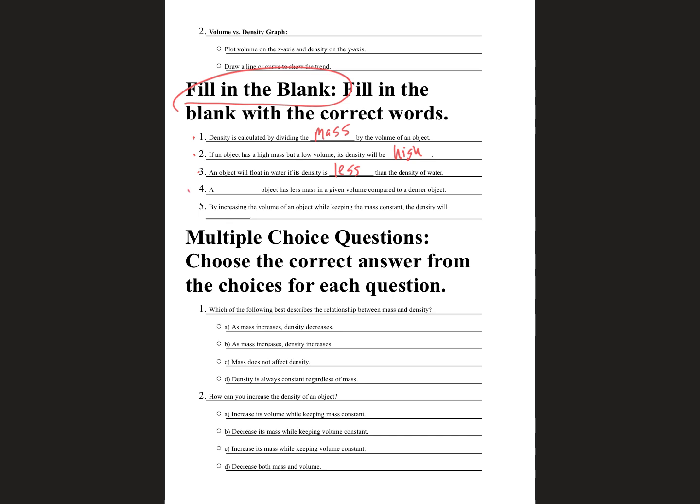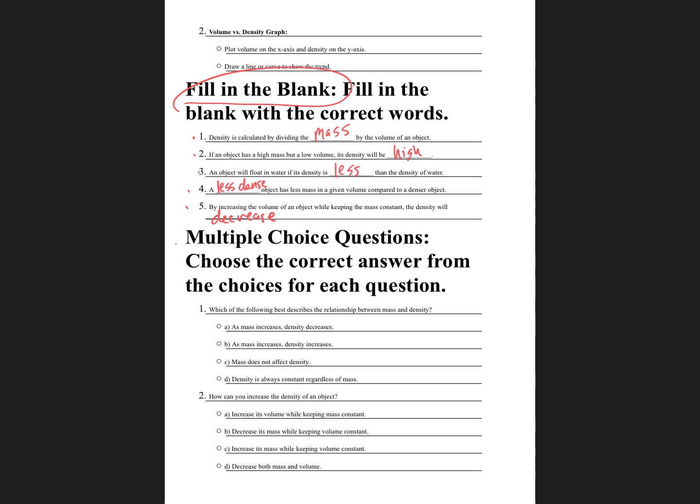Number four, a less dense object has less mass in a given volume compared to a denser object. And number five, by increasing the volume of an object while keeping the mass constant, the density will decrease.